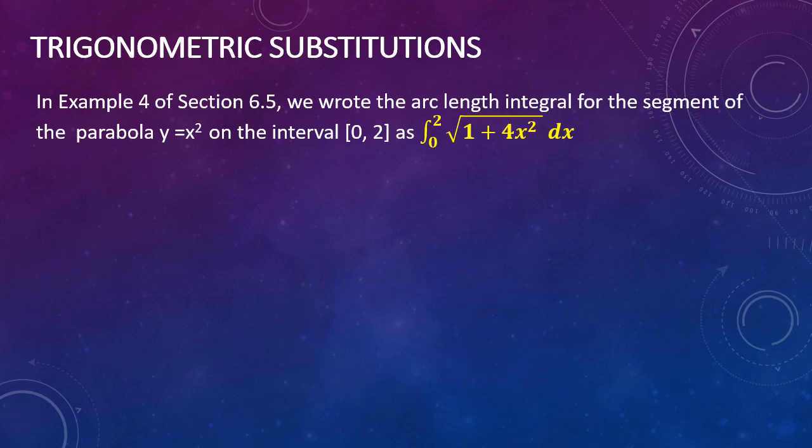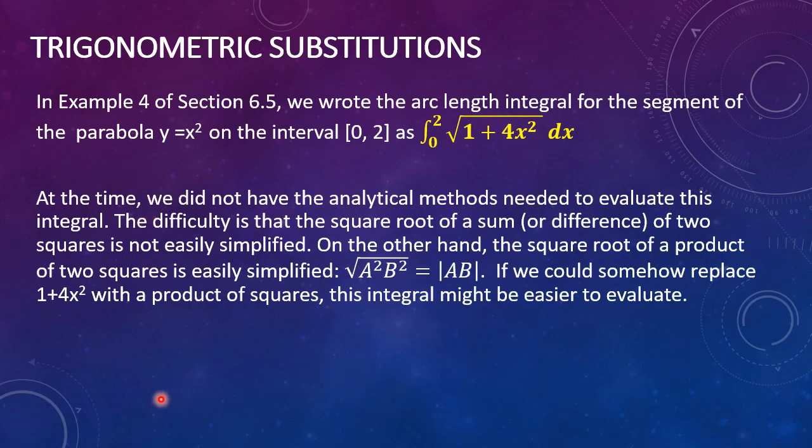In example 4 of section 6.5, we wrote the arc length integral for the segment of the parabola y equals x squared on the interval 0, 2 as the integral from 0 to 2 of the square root of 1 plus 4x squared dx. At the time, we did not have the analytical methods needed to evaluate this integral.